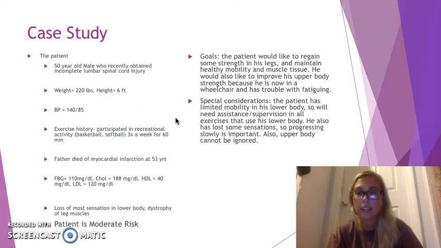So for my case study, I have a 50-year-old male who recently obtained an incomplete lumbar spinal cord injury. So he still has some function in his legs. So he has sensation and a little bit of mobility, but has lost some. He is 220 pounds and 6 feet tall, blood pressure 140/85. He is relatively active, participates in recreational activity 3 times a week for at least 60 minutes. His father did die of a heart attack at 53 years old.